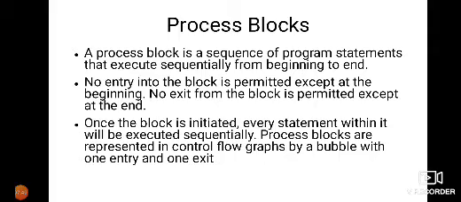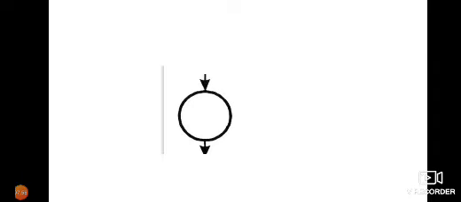Process blocks are represented in a control flow graph by a bubble with one entry, one exit. This is the notation to represent a process block in a control flow graph. When we have in our program a set of code which is executed sequentially, that forms a process block, and when it is represented in the form of a control flow graph, it can be represented by this notation, a bubble in which we have a single entry, single exit. One arrow towards the bubble and one arrow at the end of the bubble.